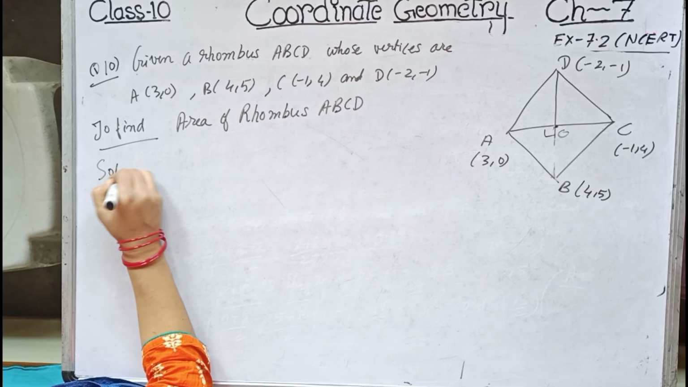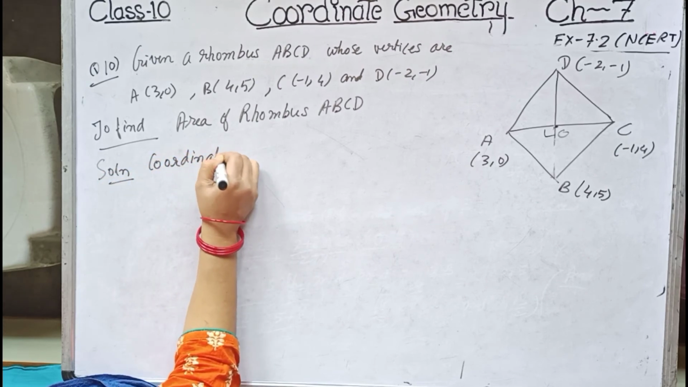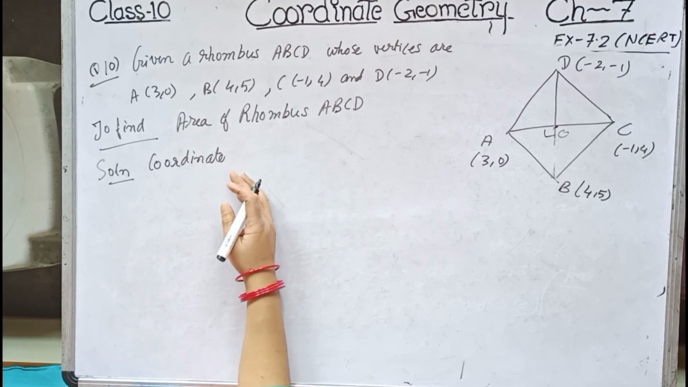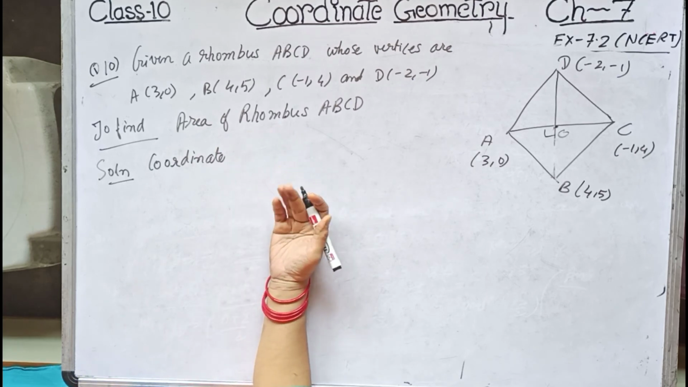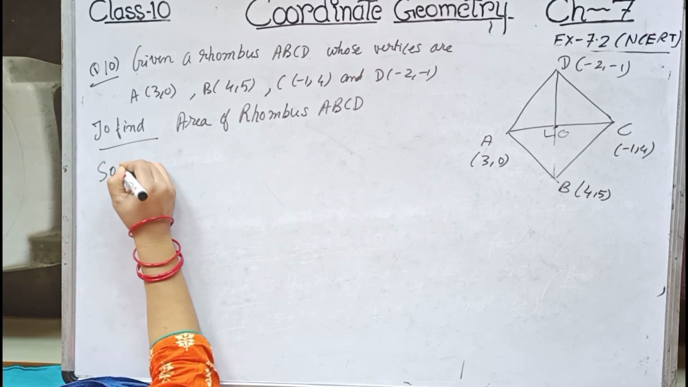Solution. Coordinates of... Oh, then also we have to use the distance formula. For AO and BO also we have to use the distance formula. So directly I am calculating AC and BD.